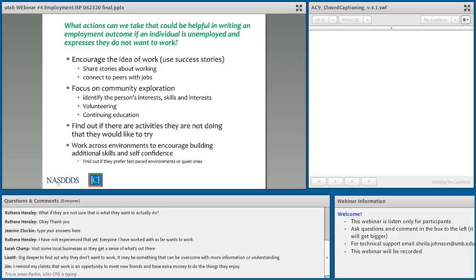And you guys covered this, sharing stories about working, connecting to peers with jobs, having peers who have gone out and started work come back and spend some time talking to people about their experiences. Community exploration was also part of that earlier piece: volunteering, continuing education, skills building classes, looking for activities they're not doing that they'd like to try, and working across environments to encourage building skills and self-confidence.